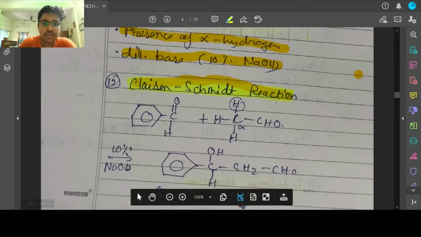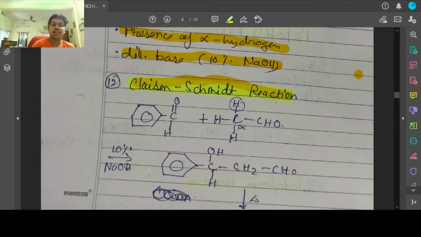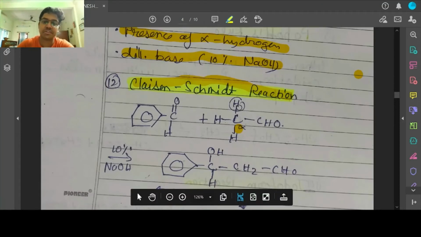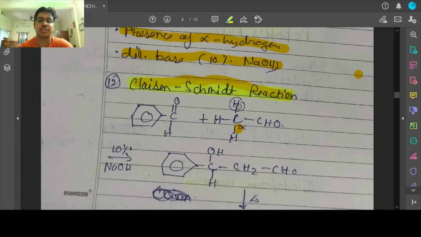So 10% NaOH. The moment you see 10% NaOH, you think it's an aldol condensation. You also see that an alpha carbon is present, and 10% NaOH is present. That means it's an aldol condensation. They will not mention that this reaction proceeds by aldol condensation, so you need to identify what kind of reaction applies. The main thing is applying it. So 10% NaOH is there, alpha hydrogen is there. What do you think? It's aldol condensation, so let us do it.